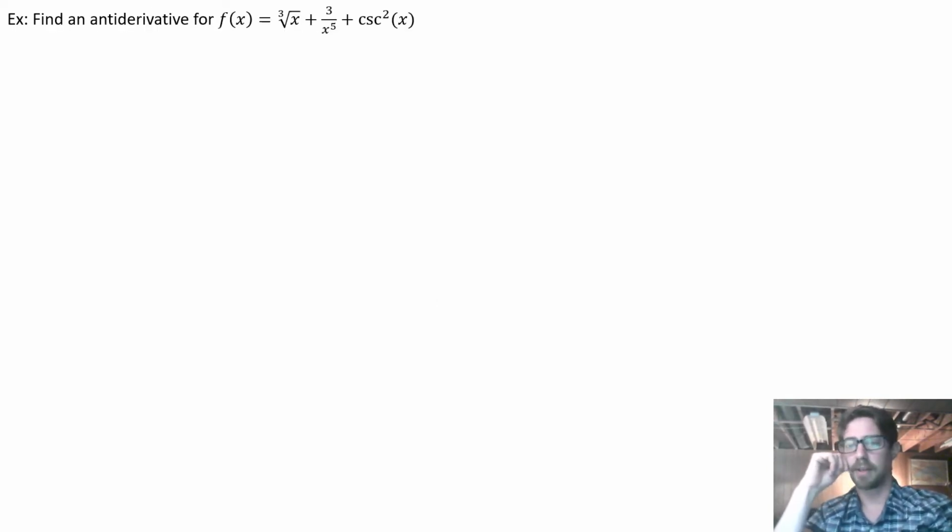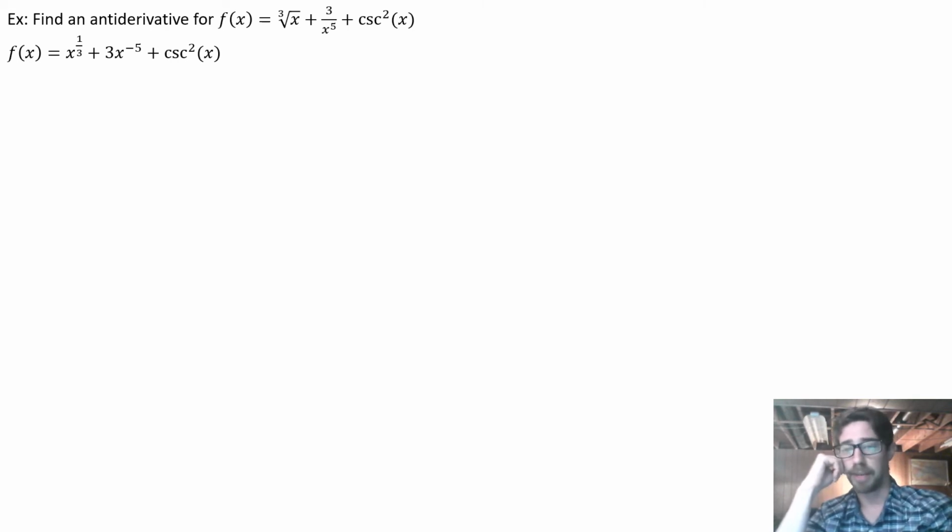Okay, let's flex our muscles a little bit. Here's an example. I know this looks weird, but it's not hard. This really isn't any harder than differentiation. It's just we have new rules. So we want an antiderivative for little f equals cube root of x plus 3 over x to the 5th plus cosecant squared of x. So we're just going to go term by term. There's nothing new there. But the first thing to do, just like when you differentiate, is to write things as negative exponents and fractional exponents.